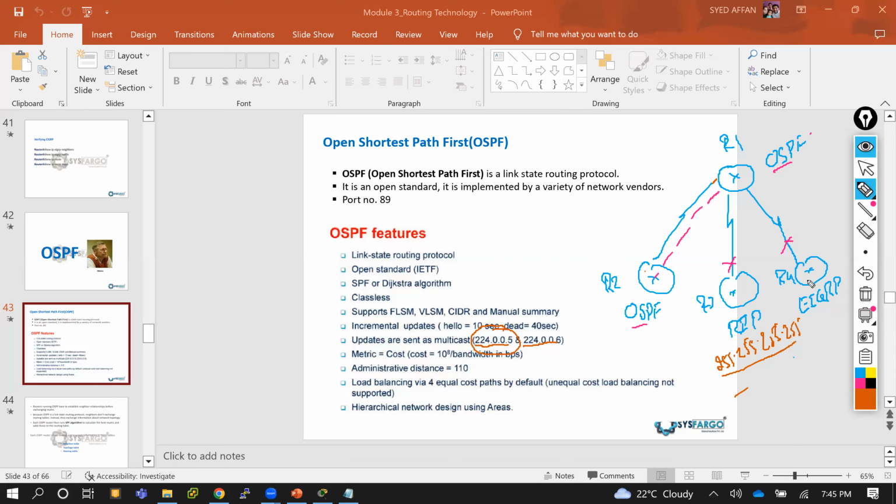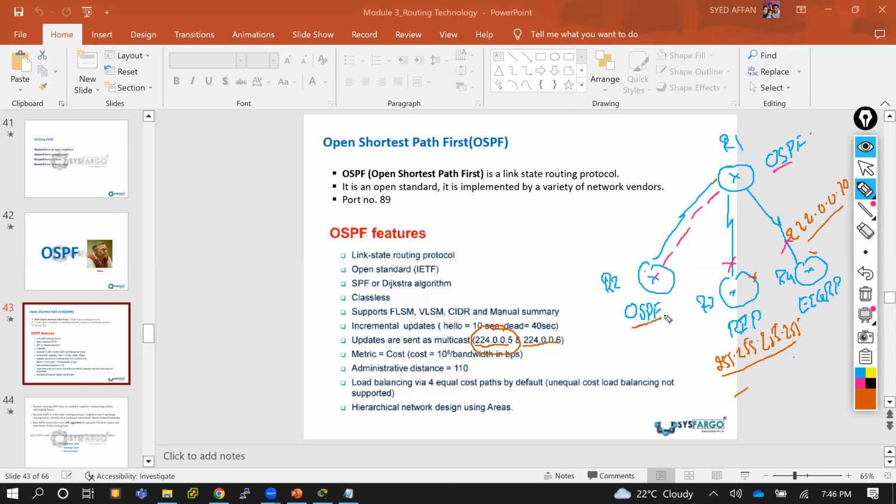At the same time, EIGRP says my IP address is 224.0.0.10, but you're 5, not matching. When it is not matching, it's not going to respond to anything. It receives. Okay. Router 4 also received, but it's not responding. Router 3 also received, but it's not responding. But only router 2 is responding. Why? Because the other end is also OSPF.